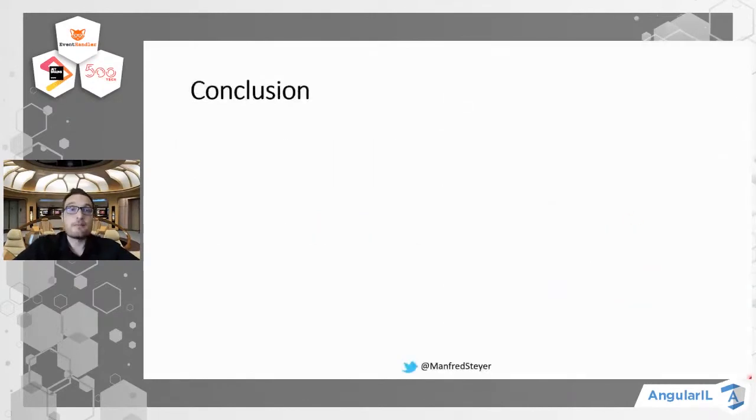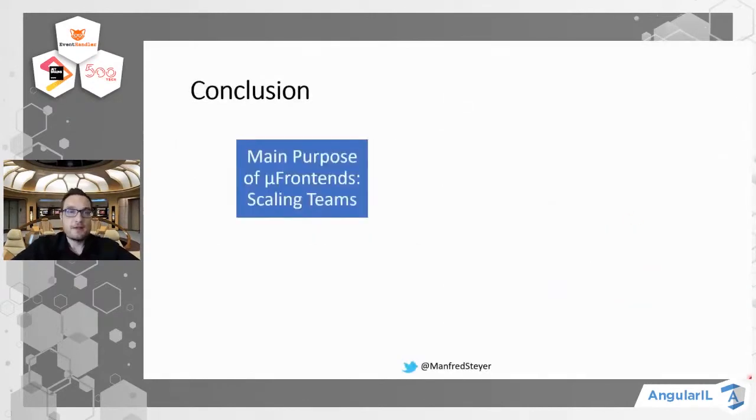Okay, let me sum up. What did we see today? We have seen that the main purpose of micro frontends is scaling themes. We have more than one theme, and they have to communicate too much with each other. And so we want to scale them. We want to enable them to work independently.